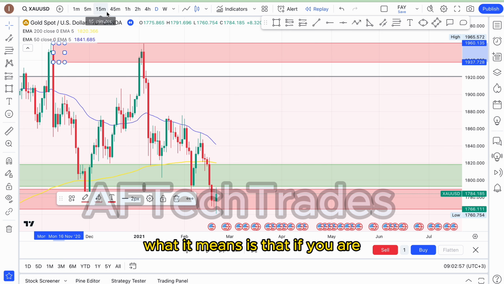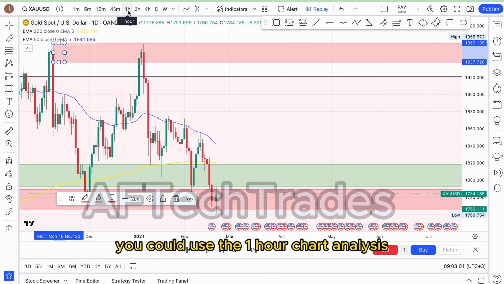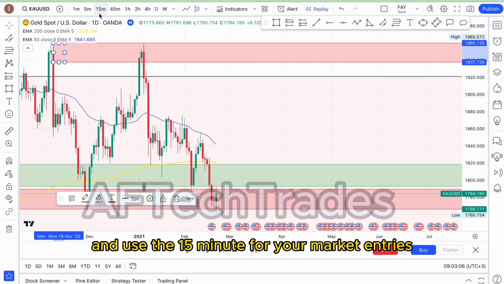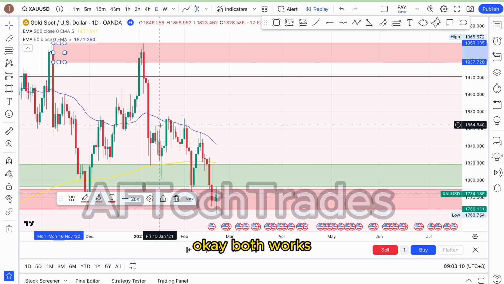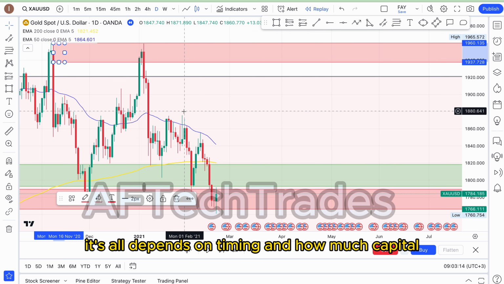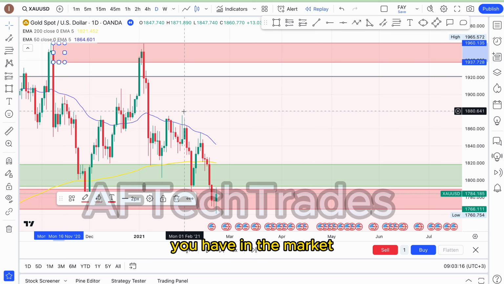What it means is that if you are, this is for swing traders, if you are a day trader, you could use the 1-hour chart analysis for your higher time frame to mark the zone, and use the 15-minute for your market entries. Okay, both works, whichever time frame you are. It all depends on timing and how much capital you have in the market.